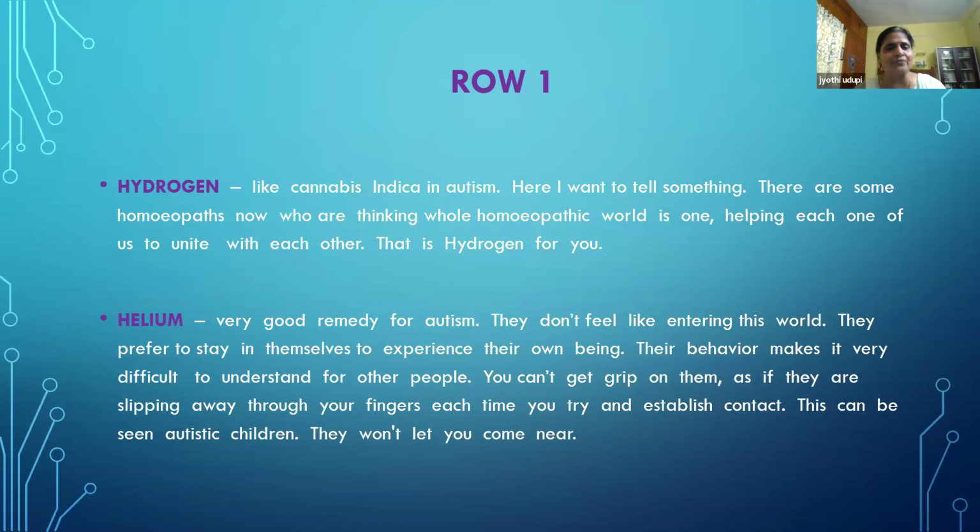Helium is a very good remedy for autism. They don't feel like entering this world. They prefer to stay in themselves to experience their own being. Their behavior makes it very difficult for other people to understand. You can't get a grip of them, as if they are slipping away through your fingers each time you try to establish contact. This can be seen in autistic children. They won't let you come near. We are very fortunate because of all these webinars and seminars that we are able to see how helium is helping autistic children.